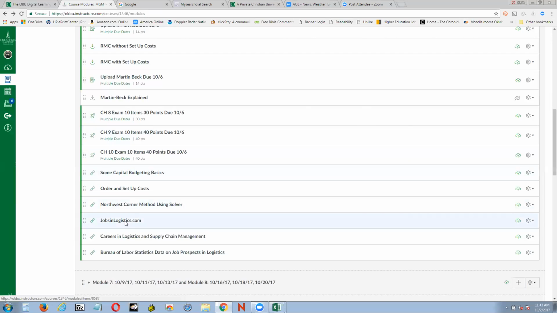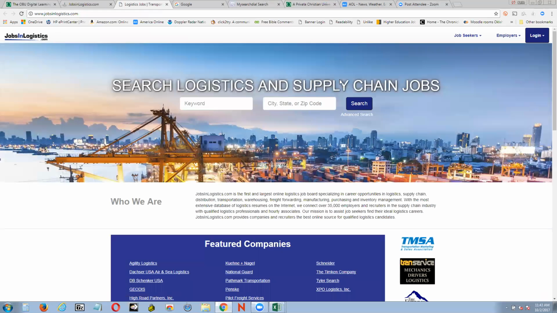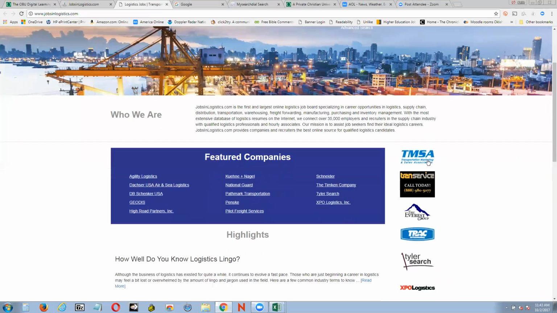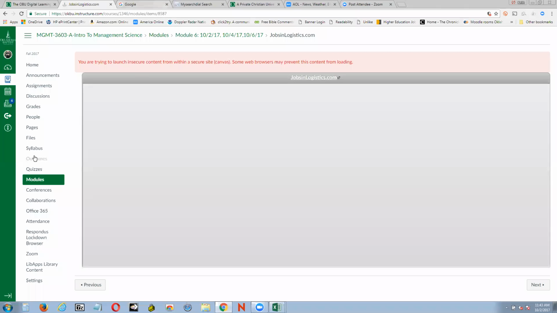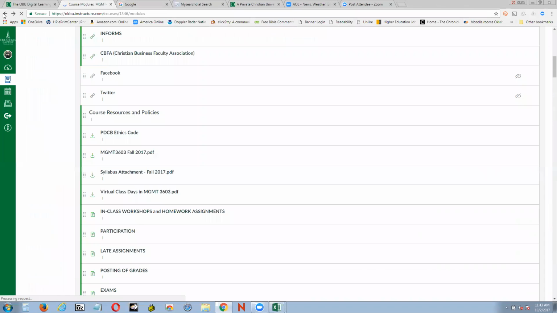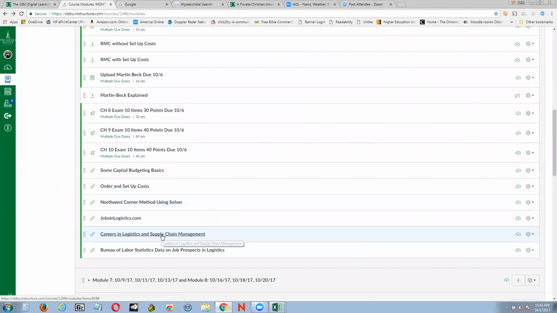It shows you some jobs in logistics, okay? And these are logistics and supply chain jobs, and there's some fantastic companies. There's some great opportunities for you. And I hope some of you will be smart enough to take those opportunities and run with them. So there's a search engine for you, okay, to take a look at. This is a resource on careers in logistics and supply chain management. And then here are some Bureau of Labor Statistics data on job prospects in logistics that are pretty fantastic.